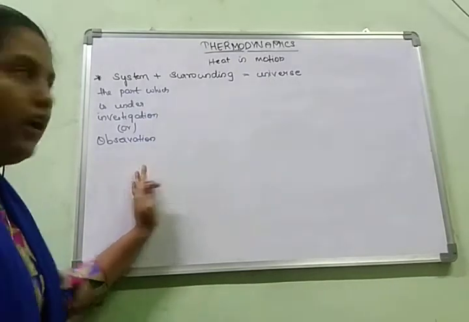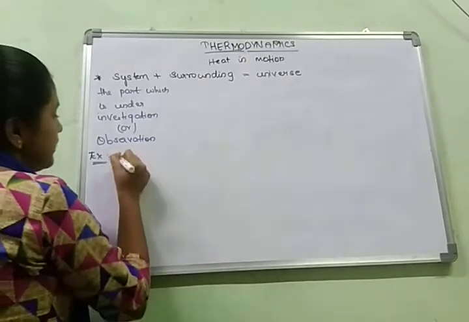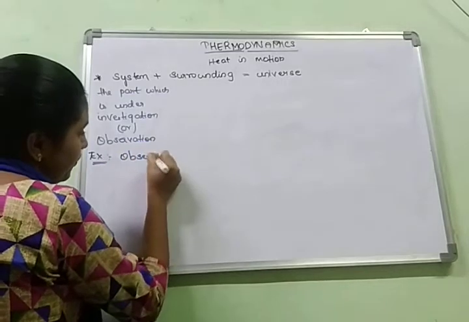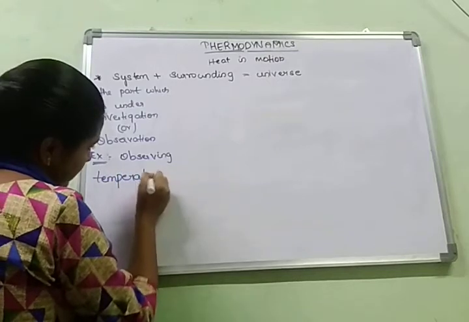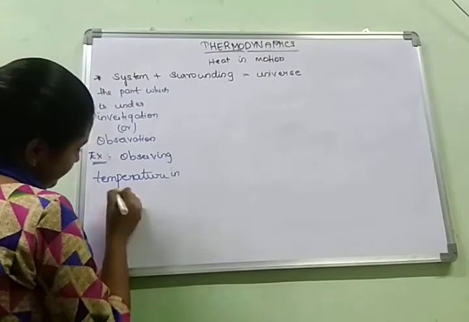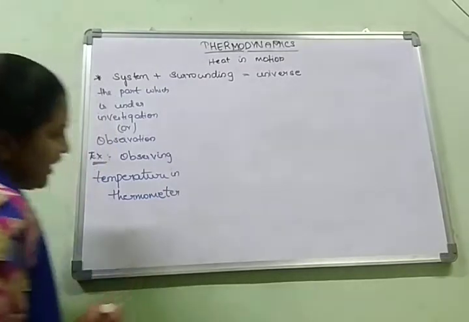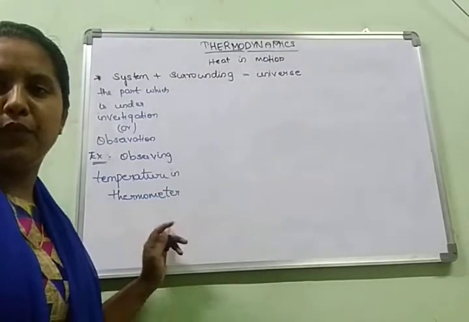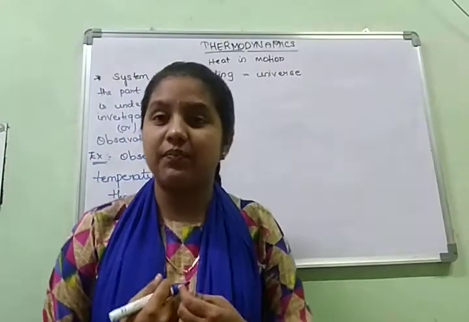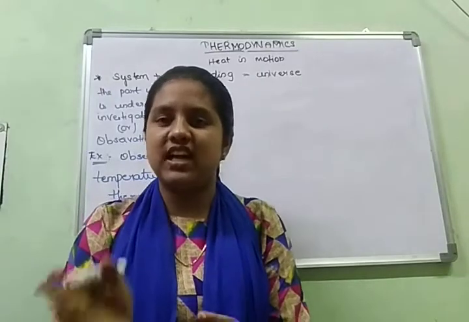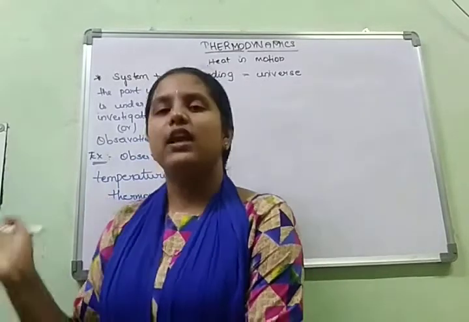Is it clear? So, for example, for a physicist observing temperature in a thermometer, the thermometer is the system. What is meant by system? The part which is under investigation or observation. Here, the doctor observes, so it is a system.